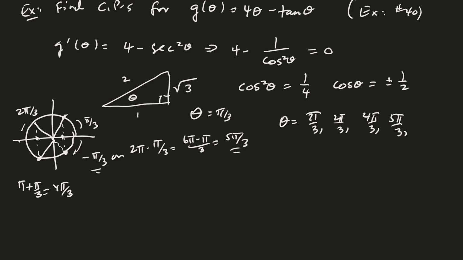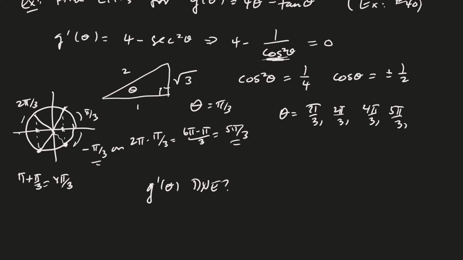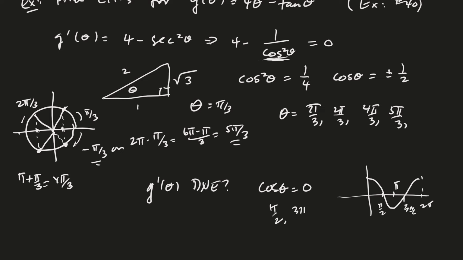Are those all my critical points? Let's see. Where is G prime of theta does not exist? From the definition here, right? The cosine is in the denominator. So therefore we also have to watch where cosine of theta is equal to 0. Where is cosine of theta equal to 0? That's my cosine function. Pi over 2 and 3 pi over 2, right? Pi over 2, 3 pi over 2.